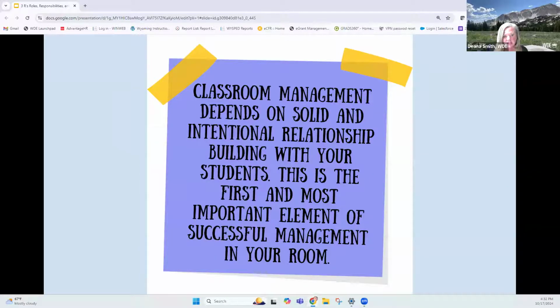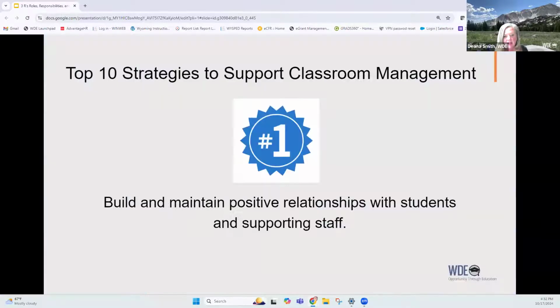This one is another one. Classroom management depends on solid and intentional relationship building with your students. This is the first and foremost important element of successful management in your room.